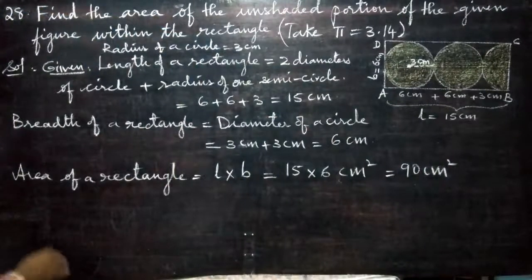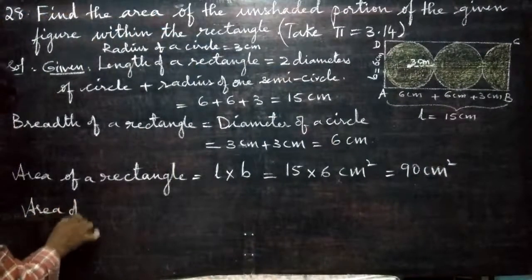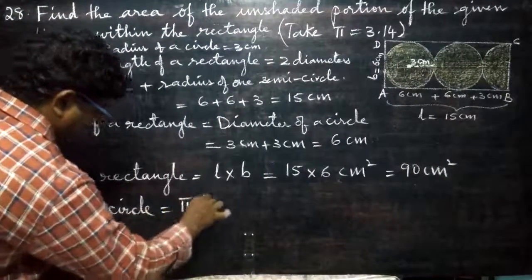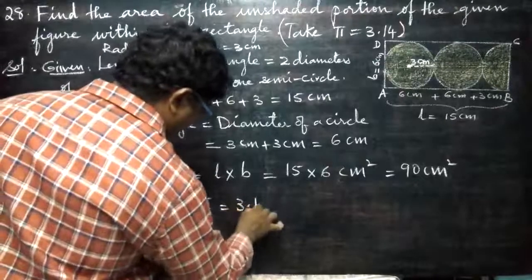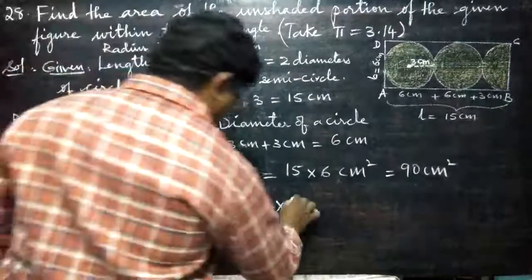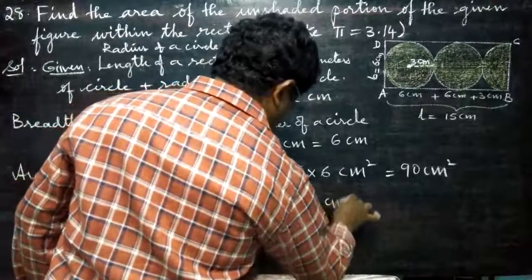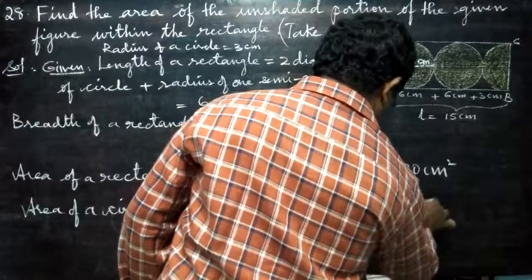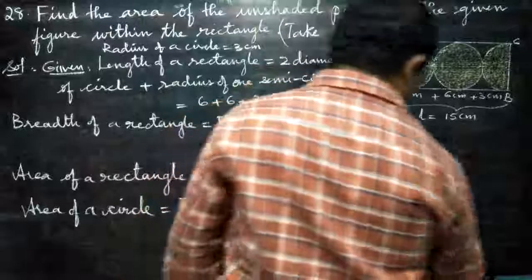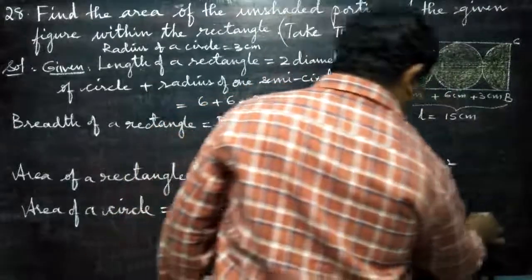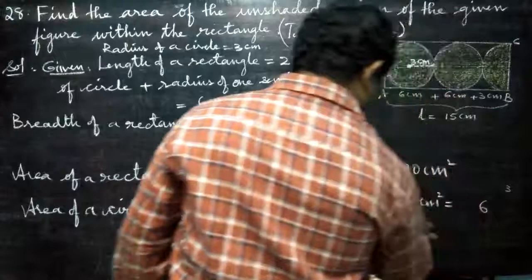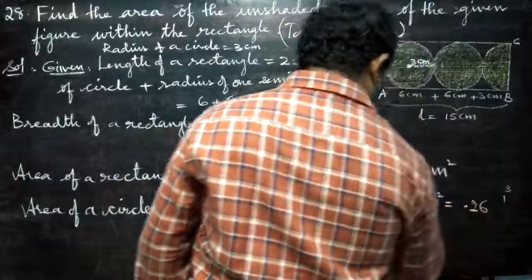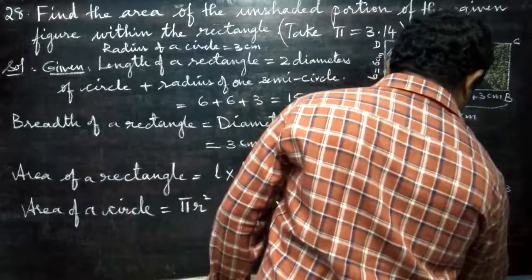Now find area of a circle. What is the formula? Pi r square. Pi means 3.14 into 3 into 3 centimeters square. That is equal to 3.14 into 9 because 3 3s are 9. Multiply. 9 4s are 36. 6, 3. 9 1s are 9 plus 3 is 12. 1. Decimal. 27, 28. So 28.